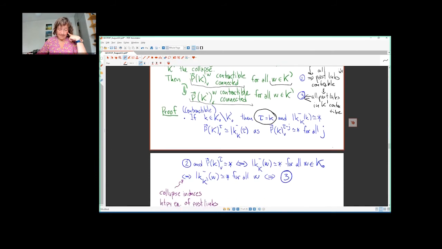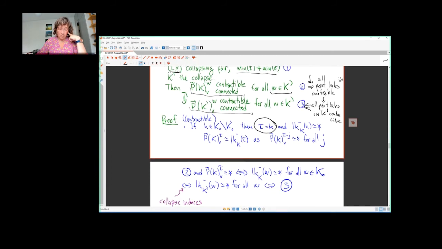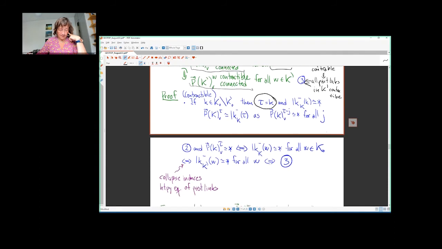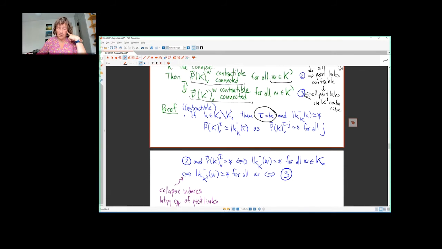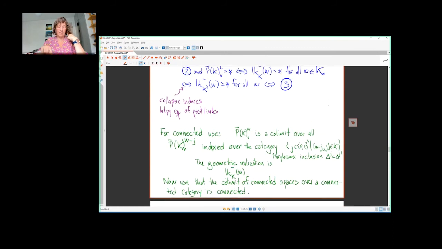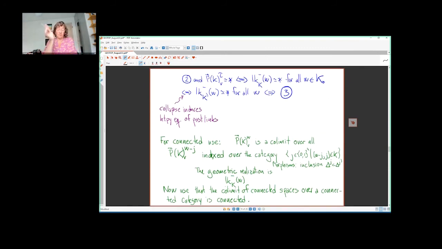Okay. So now we know, yeah, this is more or less the reasoning I gave up here, that you go from all path links contractible in one to all path links contractible in the other one, and back to all path spaces contractible. For connected, the reasoning goes a little differently, because you don't have this thing with the nerve lemma.